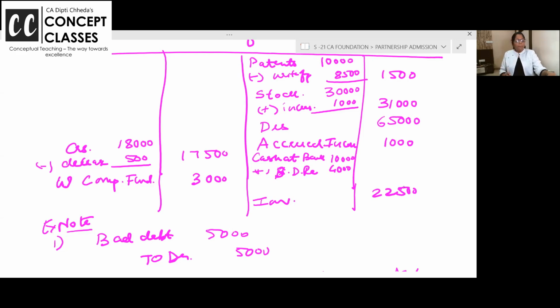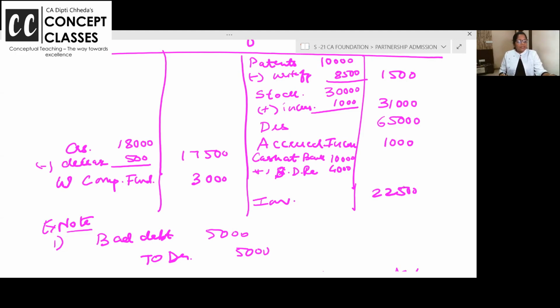Now I have told you compare the opening balance sheet and closing balance sheet. There may be some assets and liabilities which you have not written off. I mean, कोई upward downward नहीं हुआ. So you should copy them as it is. So like cash at bank, 10,000 वो तो आपने लिखा.